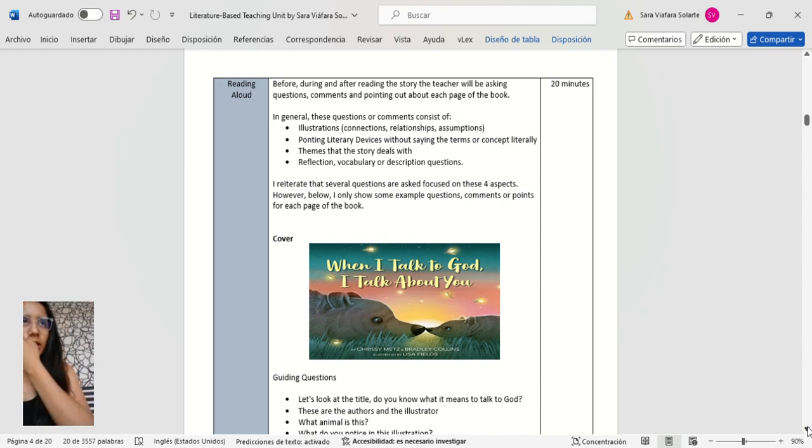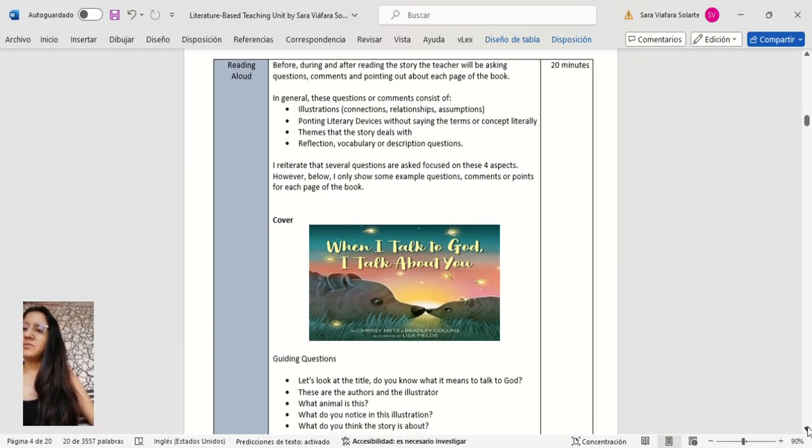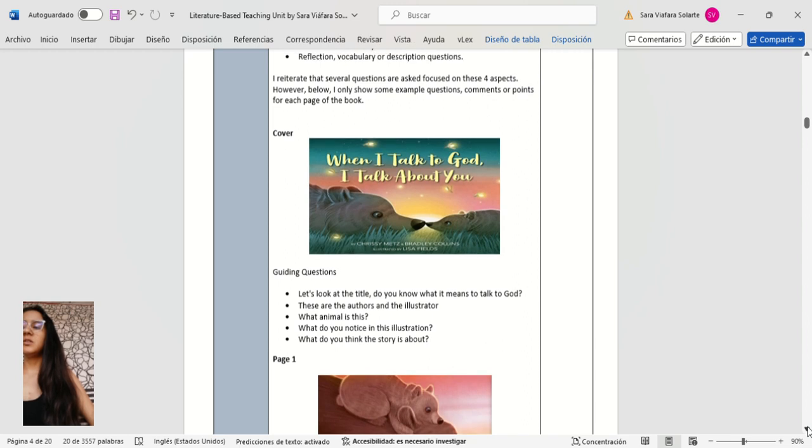She will talk about the topics that the story tells. Yes, like the reflection, vocabulary, the description, yes.